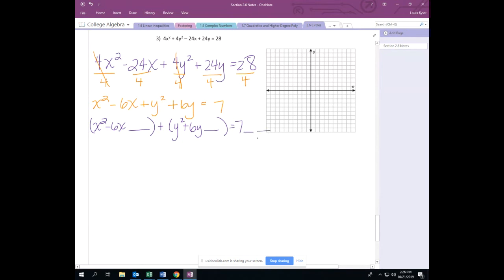I'm also going to put 2 spaces on the other side because remember, whatever we add to one side, we have to add to the other side as well. So when I complete my square, I'm going to be putting some extra numbers in here.